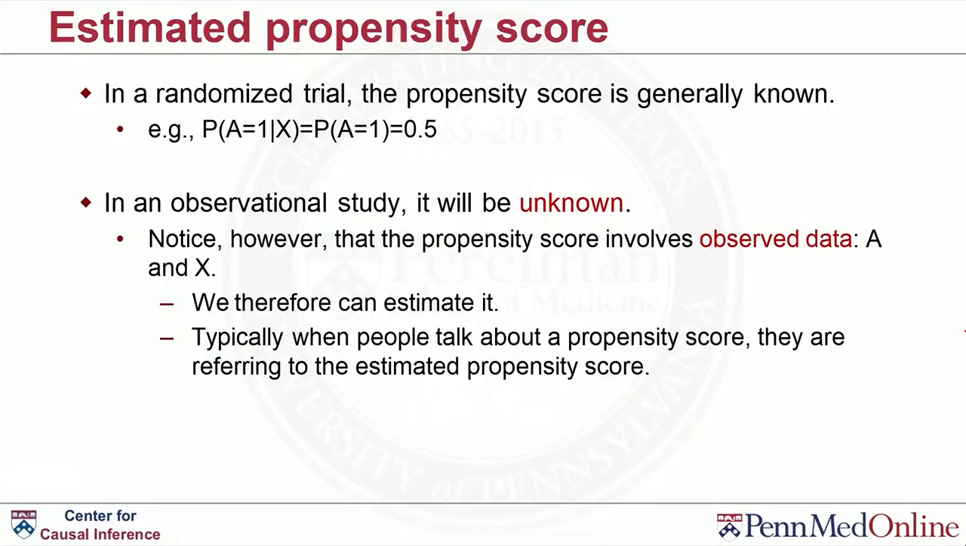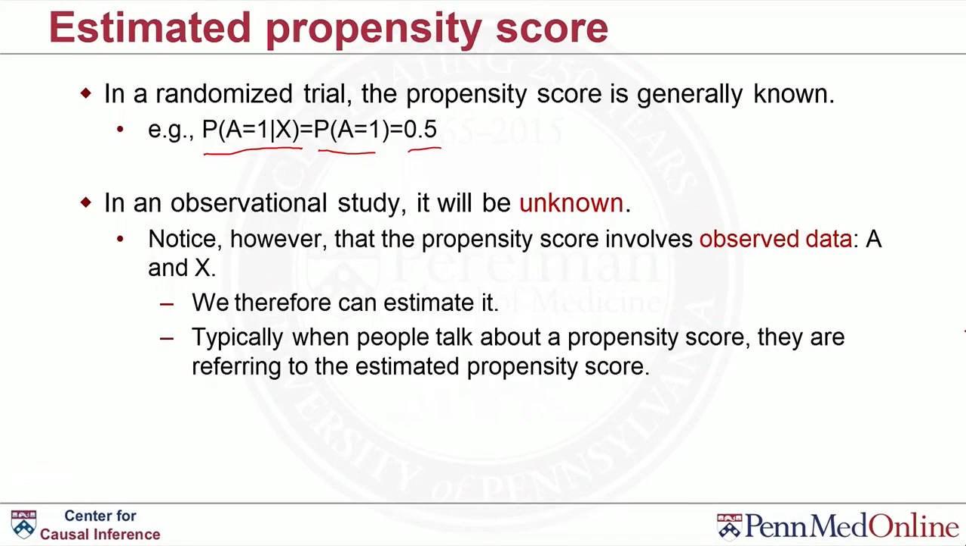Next, we'll talk about the propensity score itself and how we will actually need to estimate it. So in a randomized trial, the propensity score is generally known. People who are planning the randomized trial will typically decide what the allocation probability is. In the simplest case, the allocation probability, the probability of treatment given covariates, would not depend on covariates, and it would just equal 0.5. So in the standard kind of randomized trial where each person has a 50% chance of getting treatment, the allocation probability would just be 0.5 for everyone.